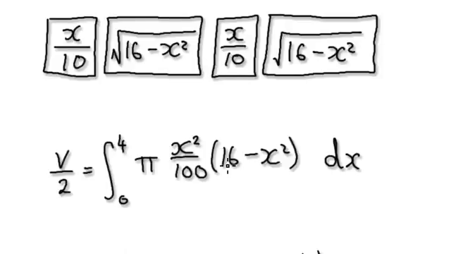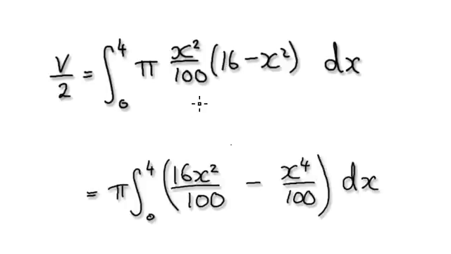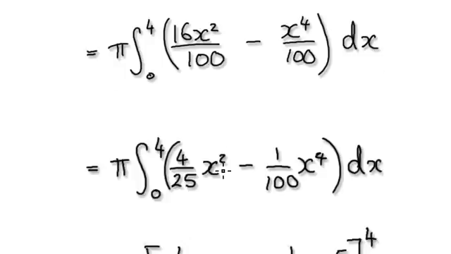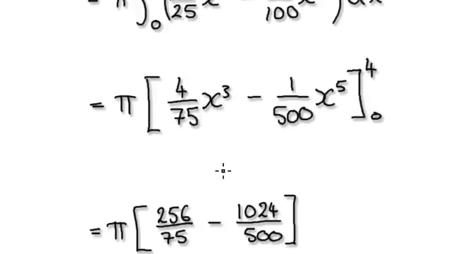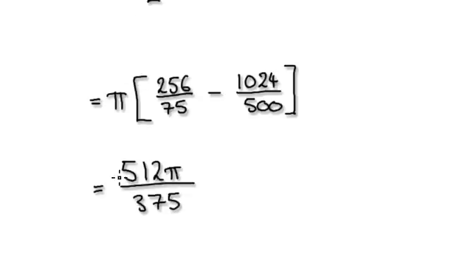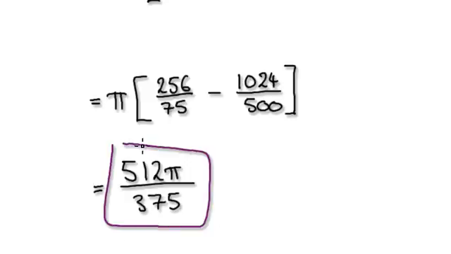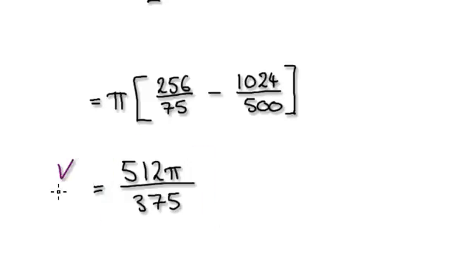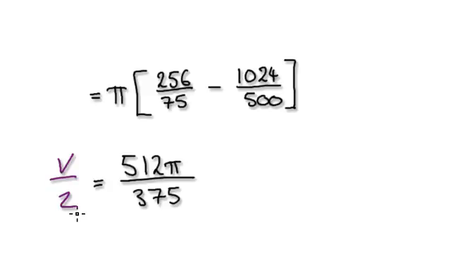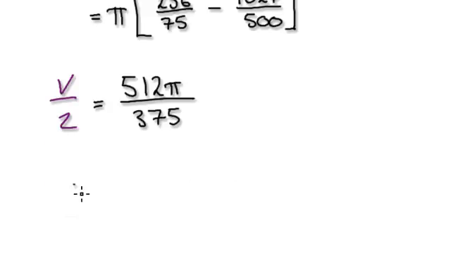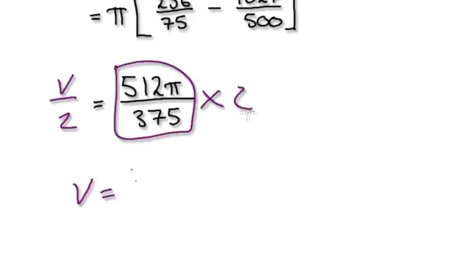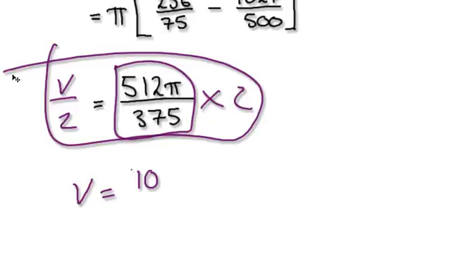And then, after simplifying, the volume should equal this. Don't forget this is V over 2, and then we've got to times it by 2. So V equals this times 2. So it will be 1000, whatever, this times 2.